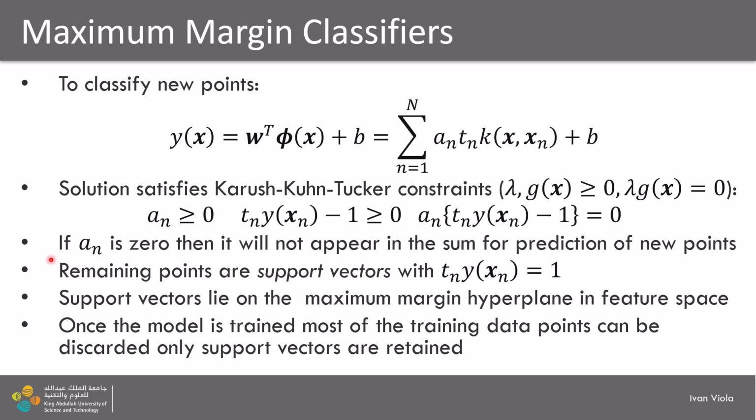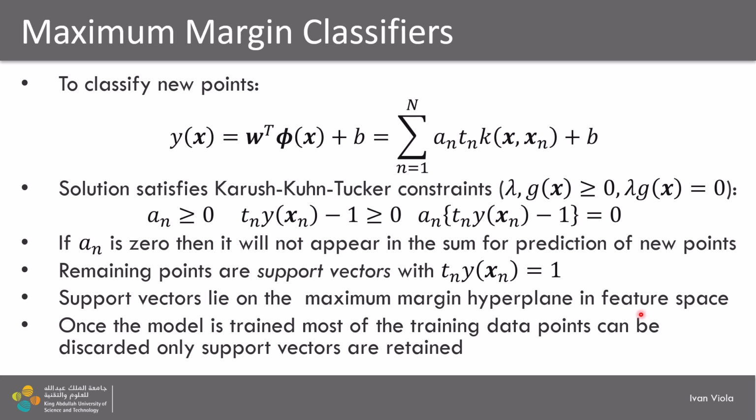So if an is 0, then that training point will not appear in the sum for the prediction of the new points, and if an is equal to 1, then these are the remaining points which are called the support vectors, for which tn yn is equal to 1, so that they will be forming this margin, and there will be at least two support vectors that lie on the maximum margin hyperplane in the feature space. So on the line as the maximum margin line in the 2D, as we have seen.